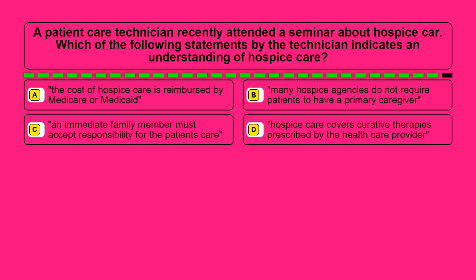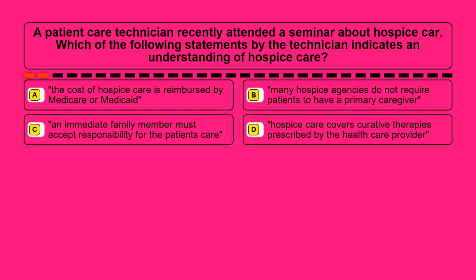Question 52. A patient care technician recently attended a seminar about hospice care. Which of the following statements by the technician indicates an understanding of hospice care? Option A. The cost of hospice care is reimbursed by Medicare or Medicaid. Option B. Many hospice agencies do not require patients to have a primary caregiver. Option C. An immediate family member must accept responsibility for the patient's care. Option D. Hospice care covers curative therapies prescribed by the healthcare provider.